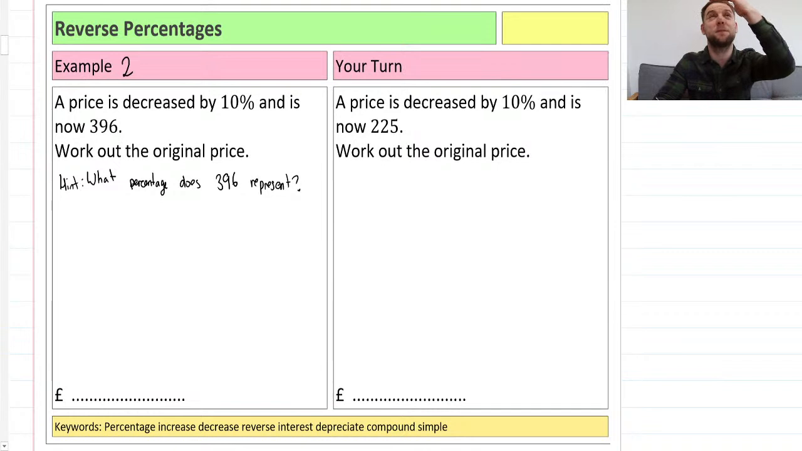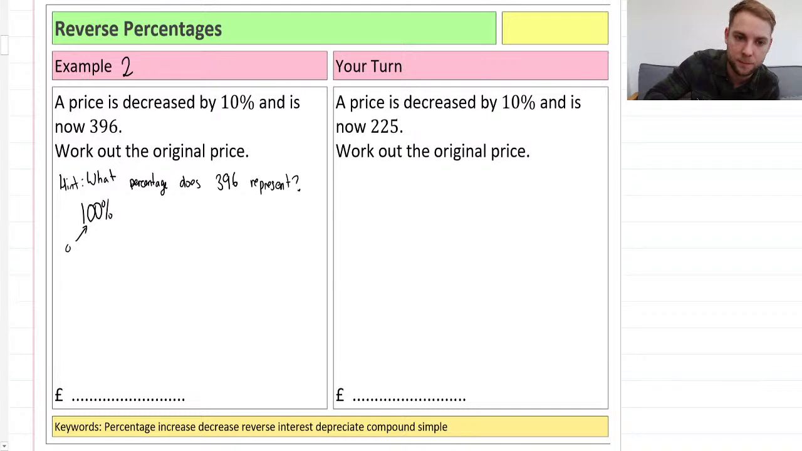Well, if we've had a price and it's been decreased by 10%, then 100% was our original amount. So this is the original amount. It's been decreased by 10%. So this is the reduction. And it's now worth 90%. Now this is our new amount.